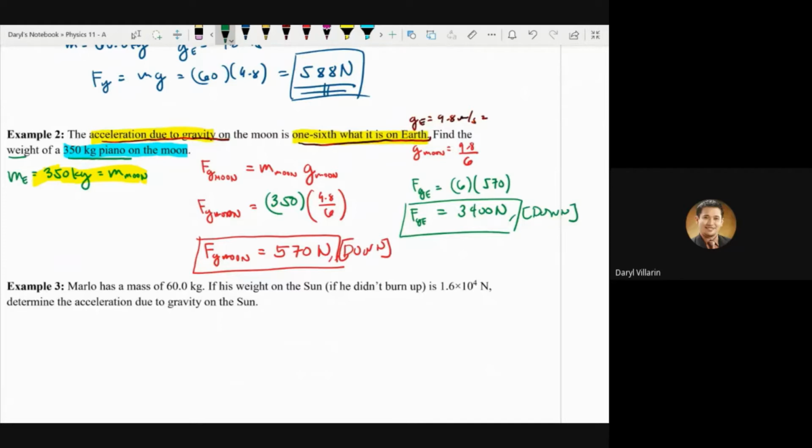Just to be consistent with that one, weight, again, is a vector quantity, so it should have both magnitude and direction. However, in the case of weight, we know that it's always directed downward. So its direction is down.